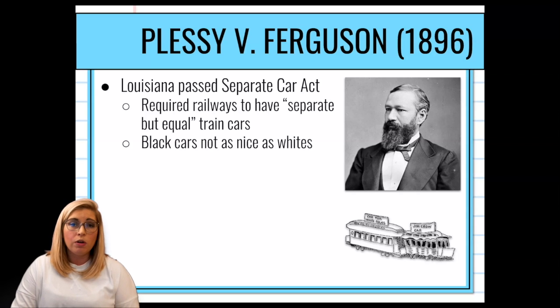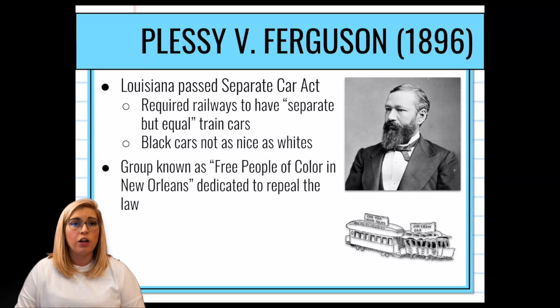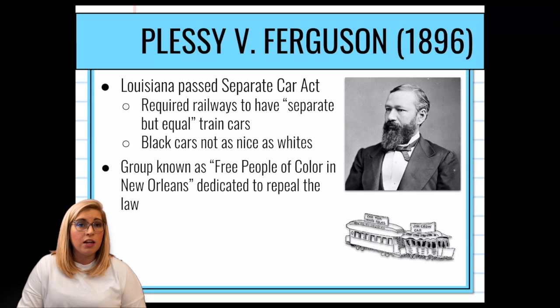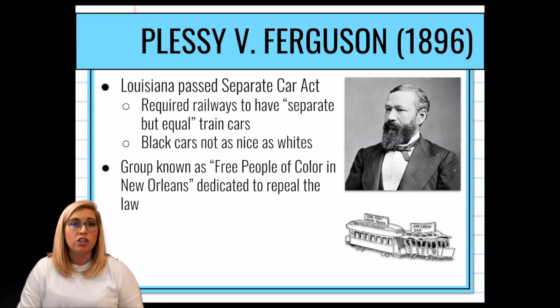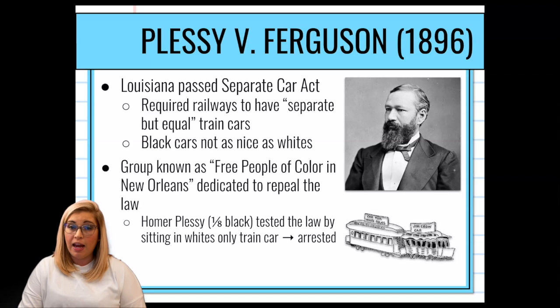So a group known as the Free People of Color in New Orleans decided to make a cause to repeal this law, to show that it was unjust, that it's not constitutional, that it goes against their rights. One of their members was this gentleman pictured here, Homer Plessy. He was actually 1/8 black, so 7/8 white.